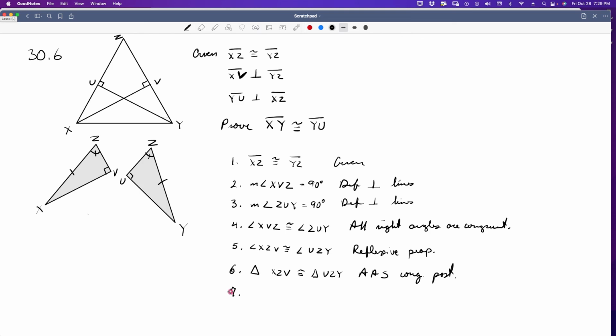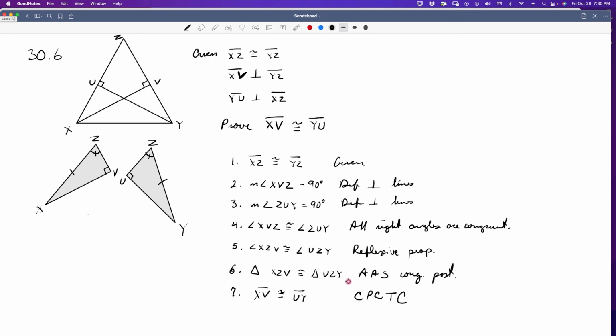Did I write that? I did not write that correctly. This should not be a Y. This should be a V. I don't know why I wrote a Y. That allows me to say then that XV and UY, XV is congruent to UY because congruent parts of congruent triangles are congruent. And that is my final answer.